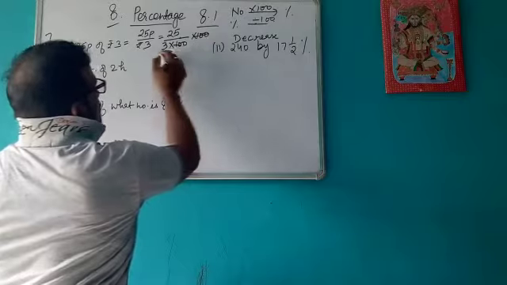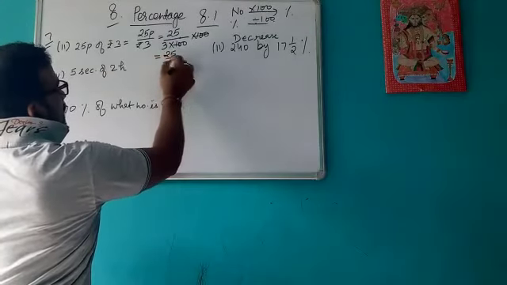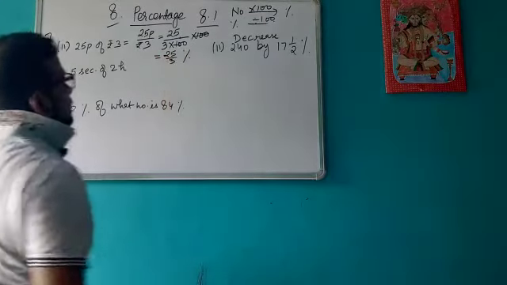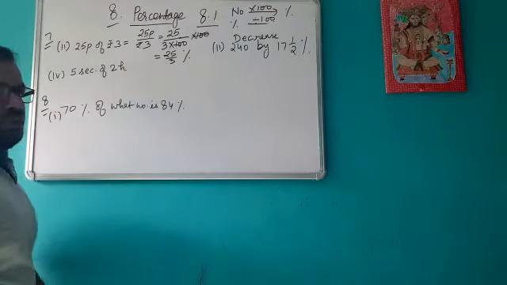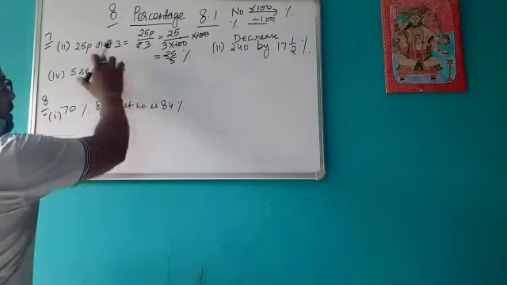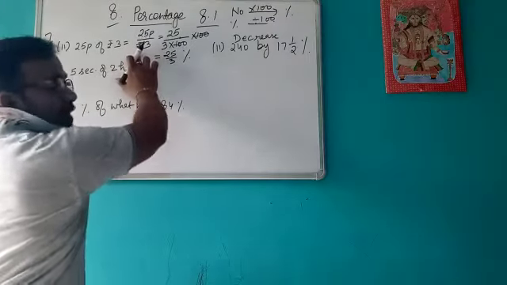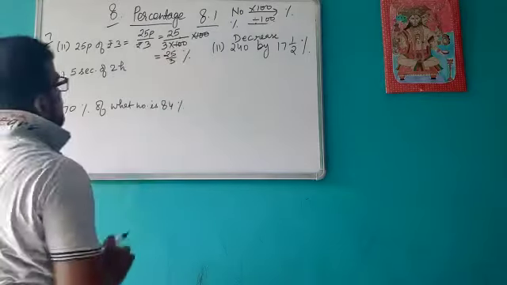So what will be your answer? The answer will be 25 upon 3 percent. So in the numerator and denominator, both the quantities should have the same unit, paisa and rupee. So I have converted this rupee into paisa.